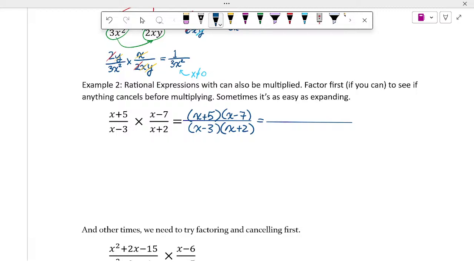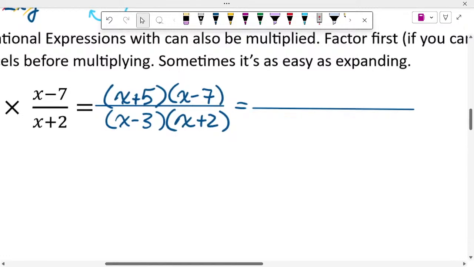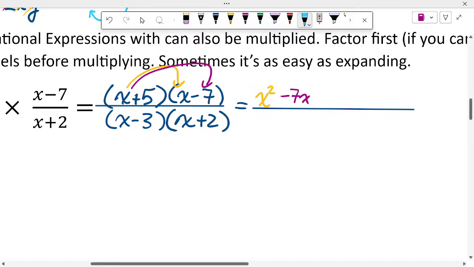Nothing wrong yet. All right, let's expand this. Now, binomial expansion. We're going to do the top one way and the bottom one a better way. For the top here, what's x times x? X squared. And then what is x times negative 7? Negative 7x. Good. What's 5 times x? Plus 5x. Good. And then what is 5 times negative 7? Negative 35. Good.